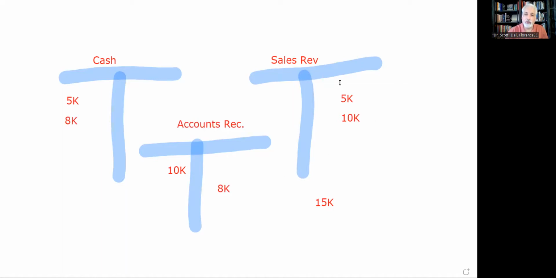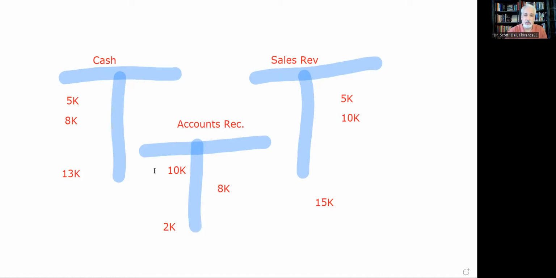So we recorded the revenues already, 15. We got paid 8 out of the 10. So what do we now have? We have a total of $13,000 in cash. We have a net of $2,000 in accounts receivable, and we still have $15,000 on our sales revenue.